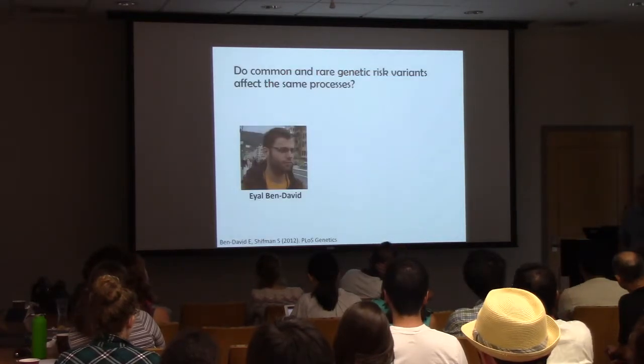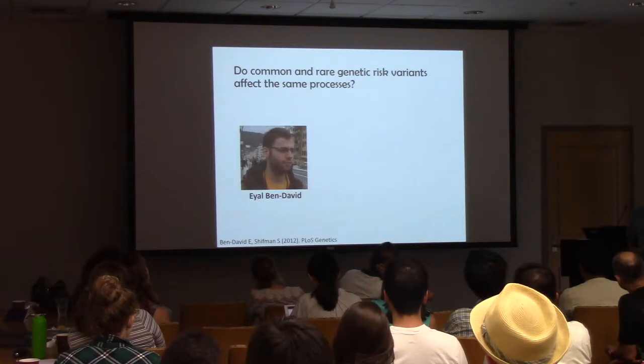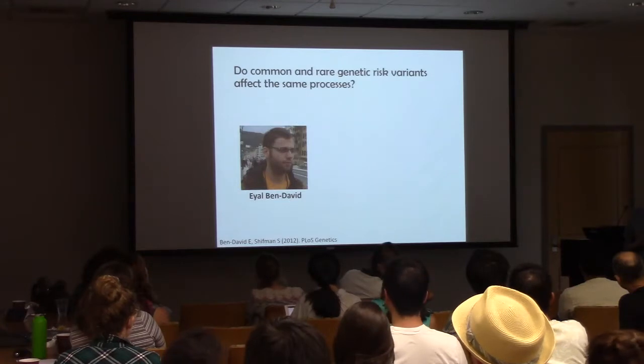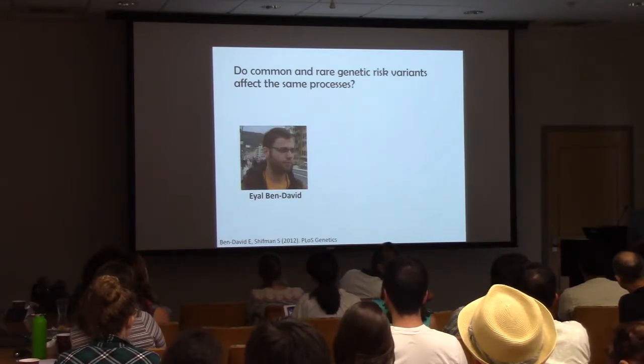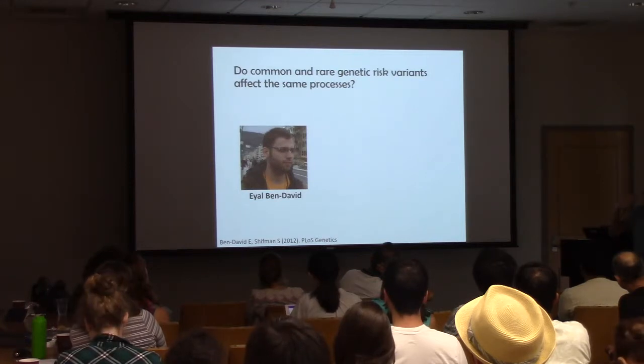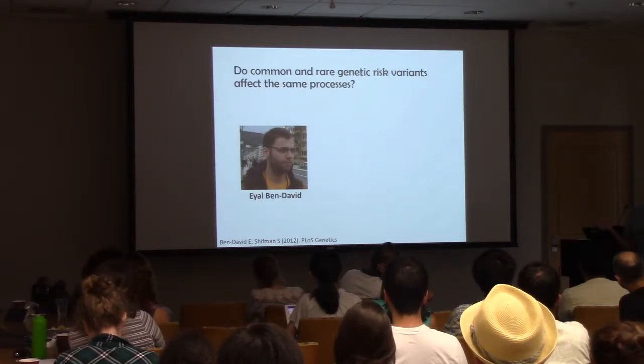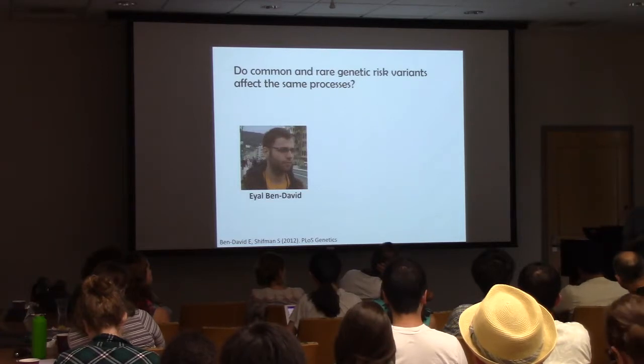One such effort that we published in 2012 was done by Eyal Ben David. He is currently a postdoc here at UCLA. His attempt was to see whether we can see a convergence, whether we can see that rare variants and common variants affect the same genes or very, very different types of genes.